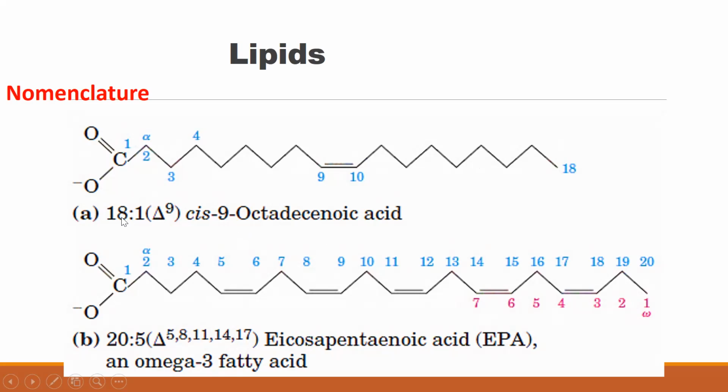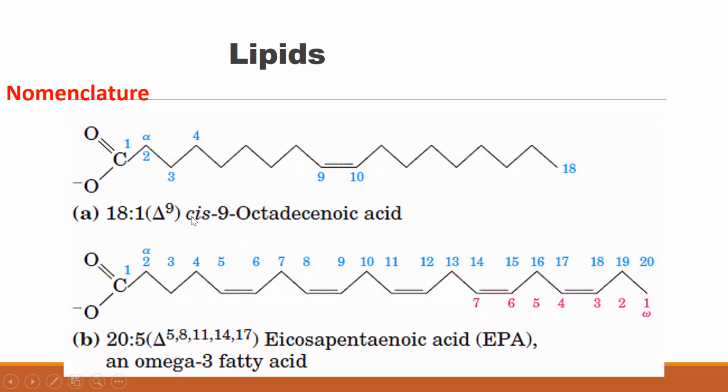So here you have 18 colon 1, and you have delta 9. It means that there are 18 carbons in our fatty acid, and there is only one double bond. And delta 9 means there is a double bond on carbon 9. So you can count 1, 2, 3, 4, 5, 6, 7, 8, 9. There is this double bond, and there's only one double bond here.